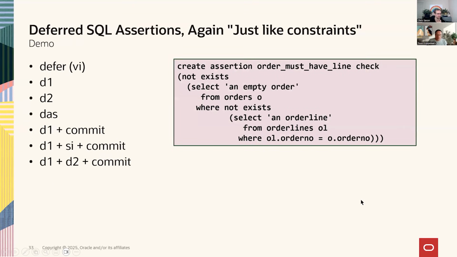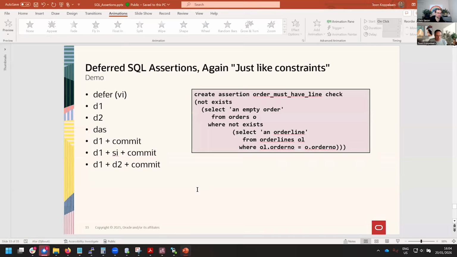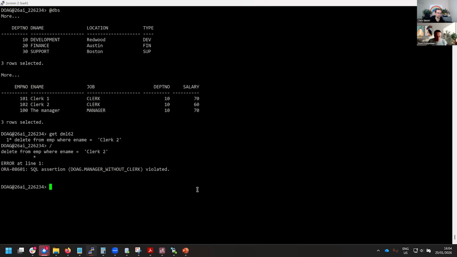Now let's give you one last demo. Again, just 2 minutes. I'm going to show you that with SQL assertions we can do the whole deferrable stuff as well, that you are already acquainted with from constraints. So I'm going to create an assertion here that says an order must have a line. So I do not allow empty orders. So: not exists an order for which there doesn't exist an order line. So let's just create that SQL assertion real quick.